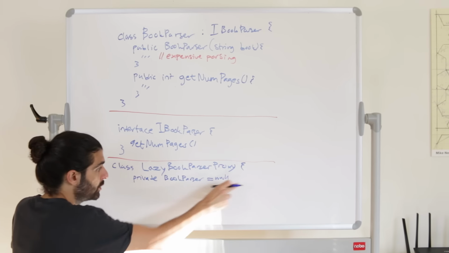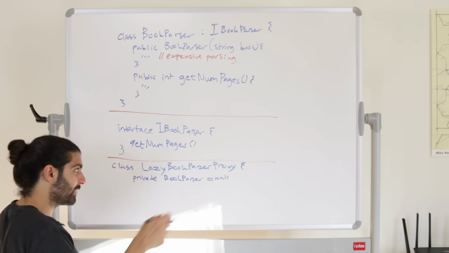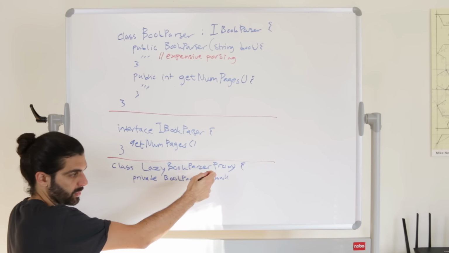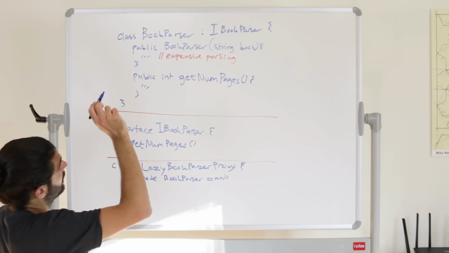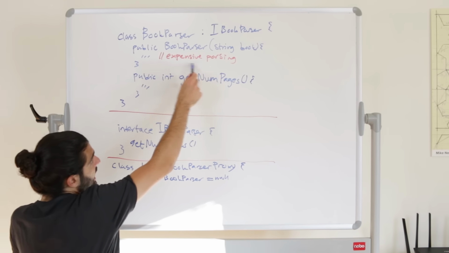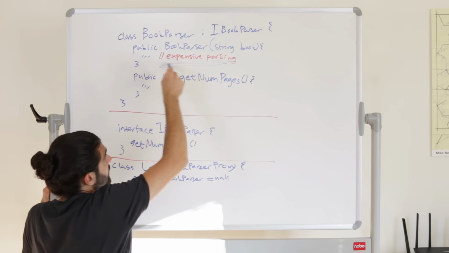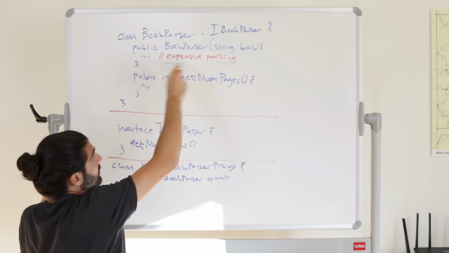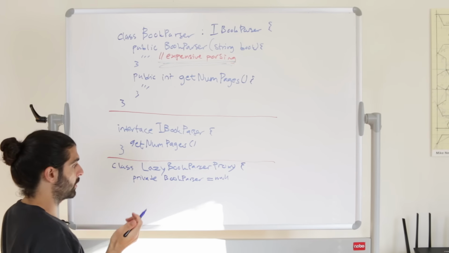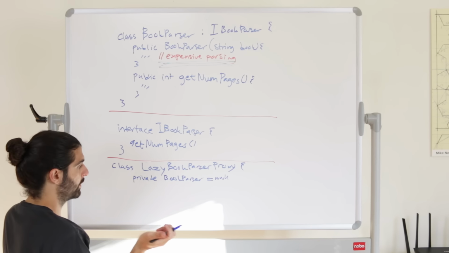If I would say new book parser here, that would mean that whenever we instantiate a lazy book parser proxy, we also instantiate a book parser, which means that we will necessarily have to incur this expensive computation. That's not what we want, so instead we just set it to null as default.